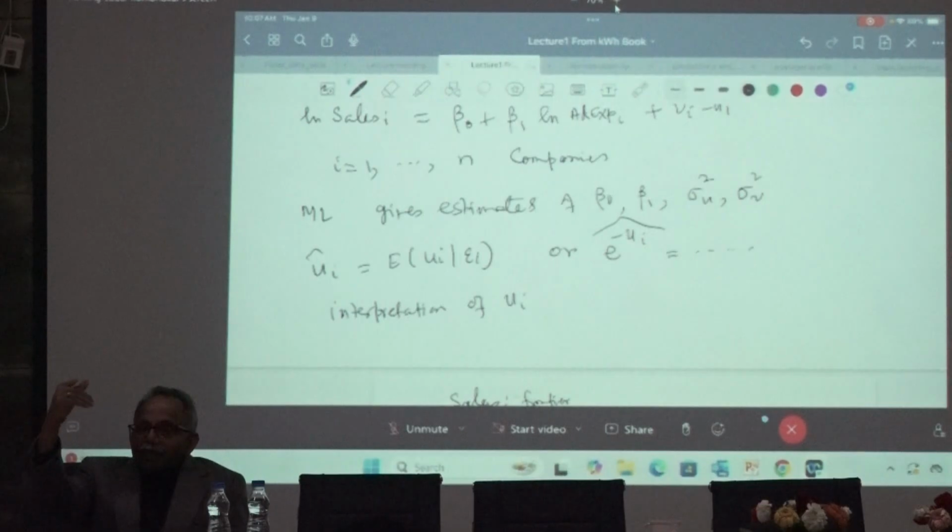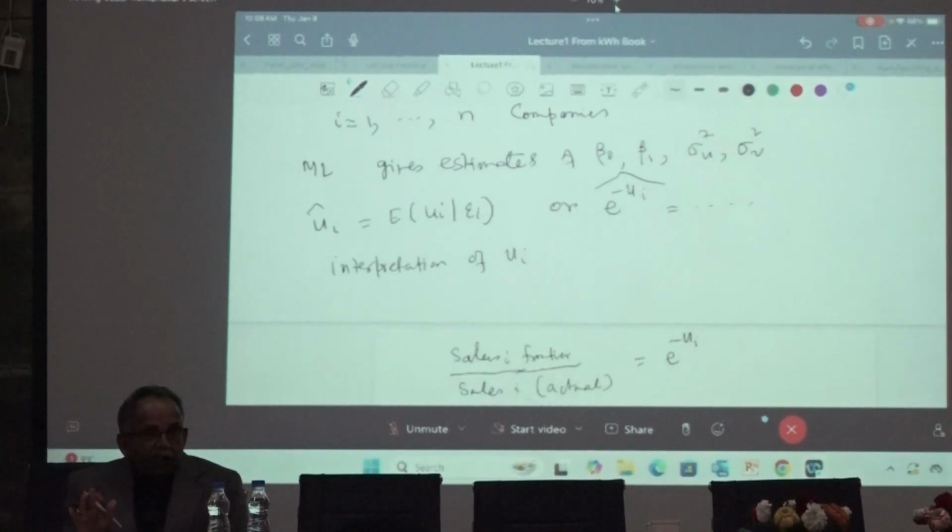Because you cannot beat the frontier. It's defined as the upper limit, and you cannot cross the upper limit, because if you do, then there is something wrong. So this is what efficiency is. The number is going to be e to the power minus u, and as I said, this is less than or equal to 1.